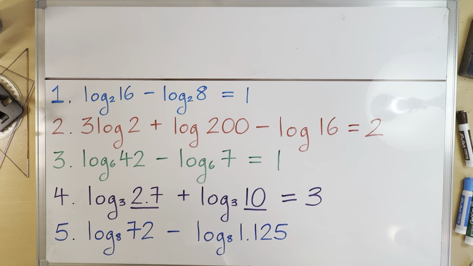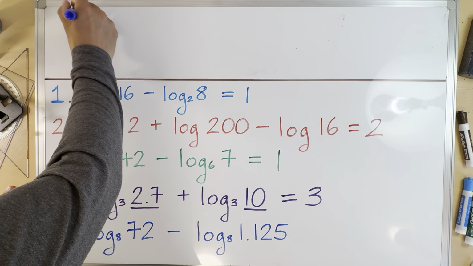So for problem number 5, we have the log base 8 of 72 minus the log base 8 of 1.125. Now, according to the quotient rule for logarithms, we want to divide 72 by 1.125. What does 72 divided by 1.125 give us? Well, let's take a look.